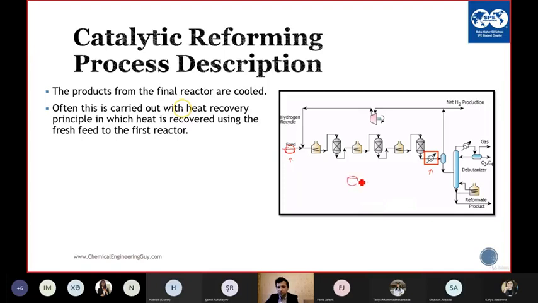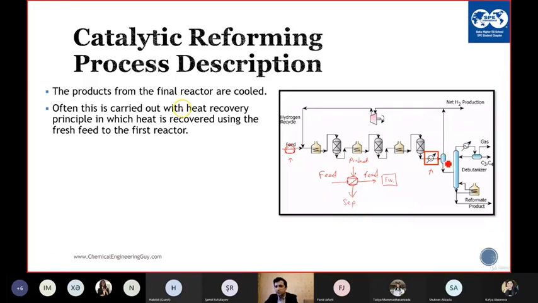How does it work? You have feed, you heat the feed which goes to the furnace, and this is your product. You cool down your product which goes to the separator.